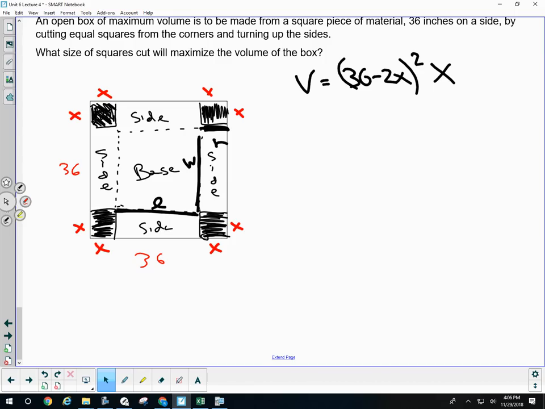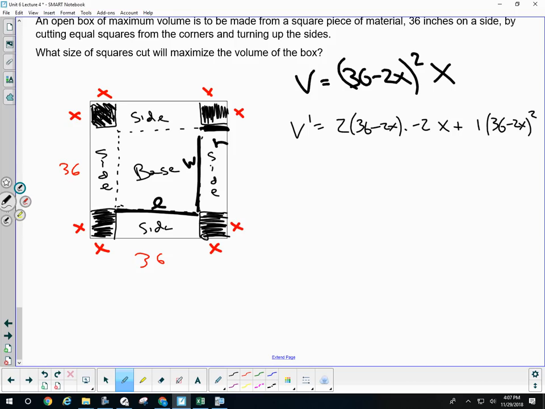Okay. Now, we could distribute this if we wanted to. But I'll show you that if we actually use the product rule here, the derivative is going to be easy to work with. I get v prime equals product rule. Here we go. Derivative of the first piece, I got to use the chain rule, times the second, plus the derivative of the second piece times the first. With me so far? Don't distribute. Took the derivative, don't distribute. What should I do instead of distributing?